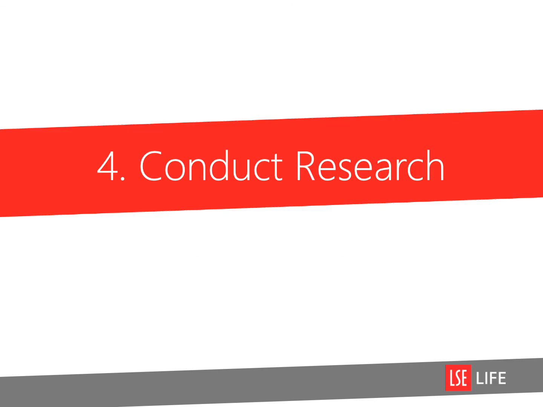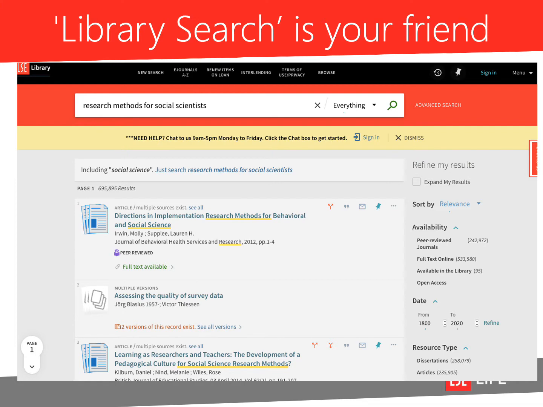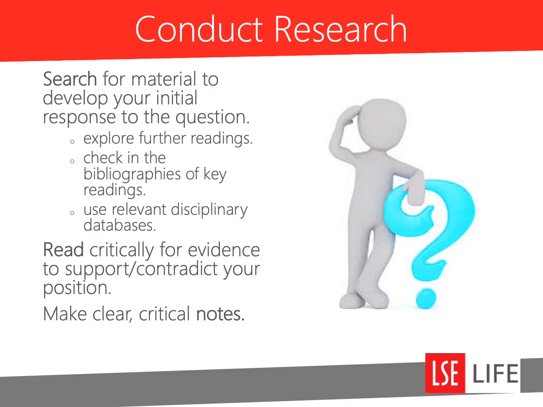Okay, step 4, start conducting your research. The library search provided by the LSE library is really an essential place to start. If you've never used library search before, then start doing it now. But where do you start? Well, you could start by just putting in some key content terms into the search bar. But you could also explore the further readings your lecturer recommends. You could look in the bibliographies of some of your key readings and see if there are other interesting readings they mention.